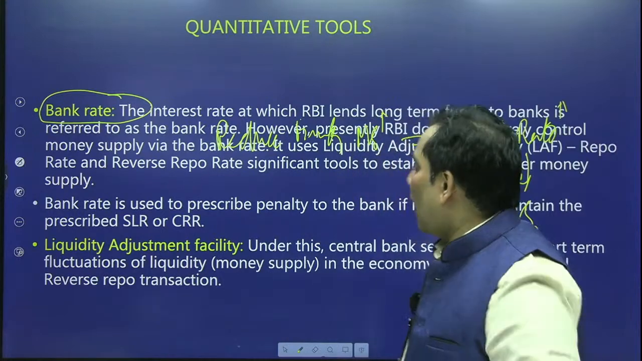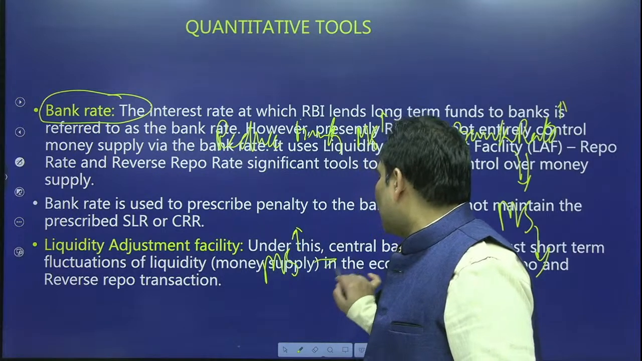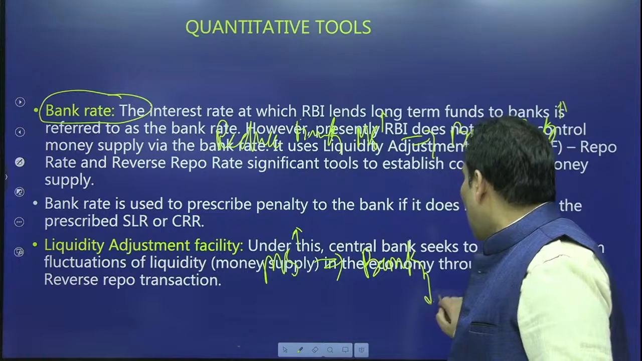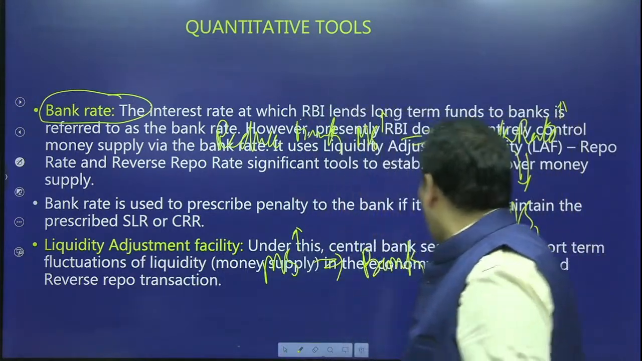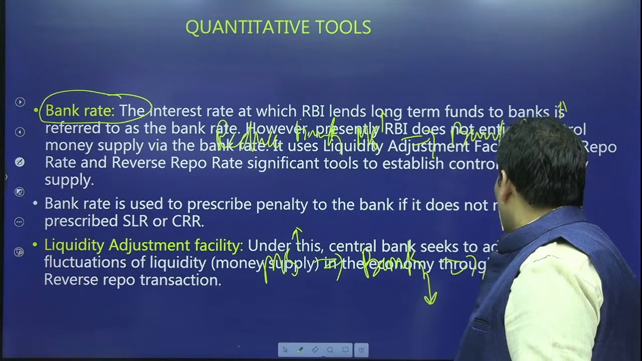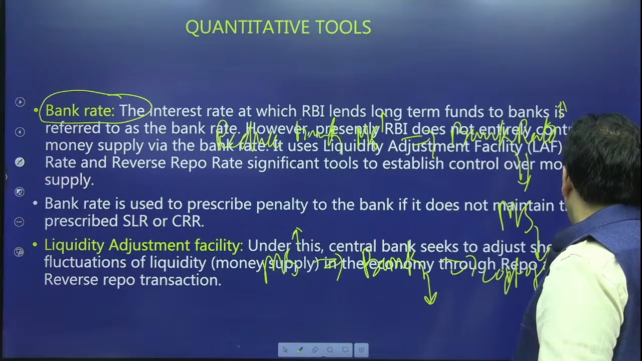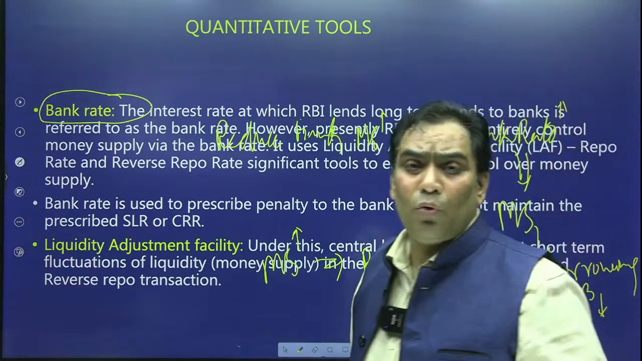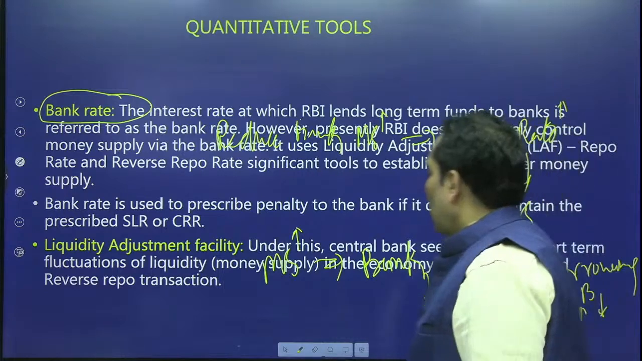Whereas when the RBI wants to increase money supply in the economy, RBI decreases the bank rate, which reduces the cost of borrowing of commercial banks. As a result, it motivates them to take loans, which increases money supply.